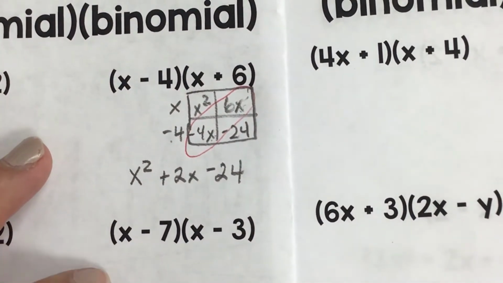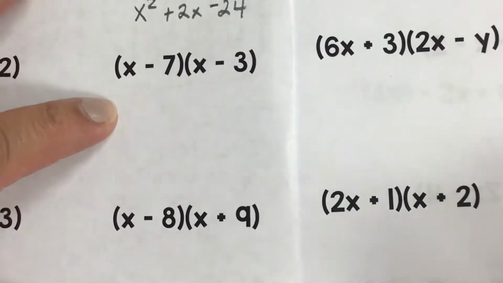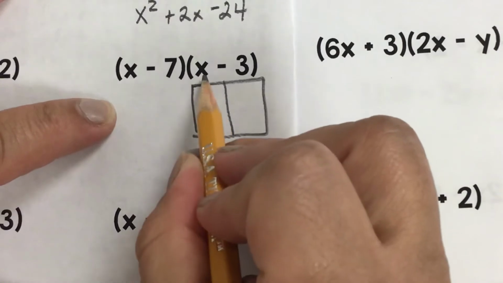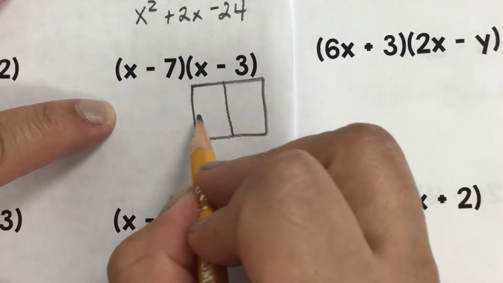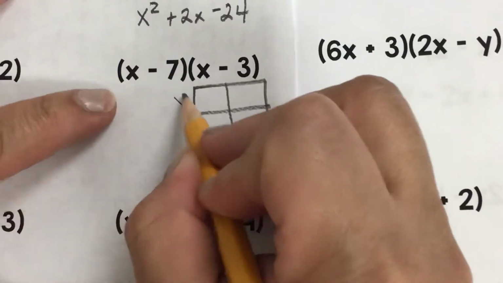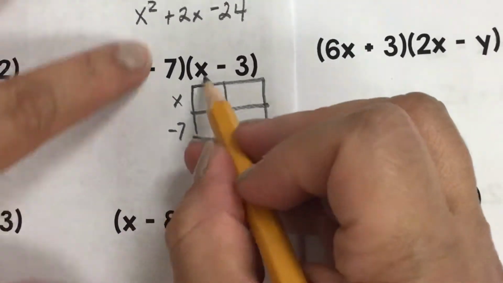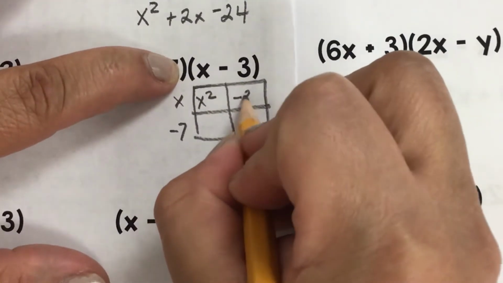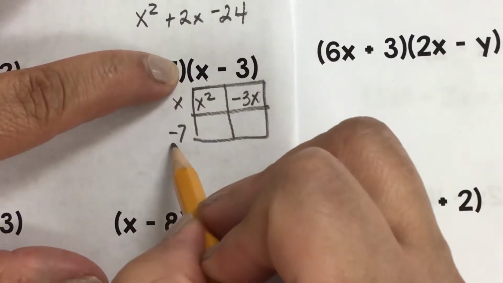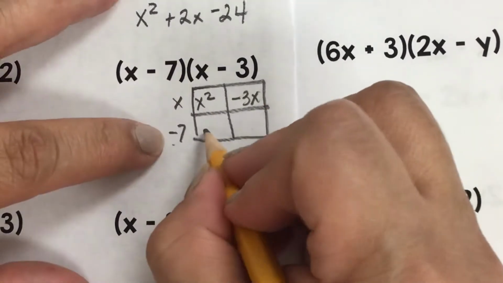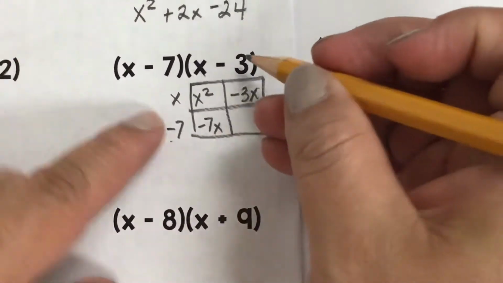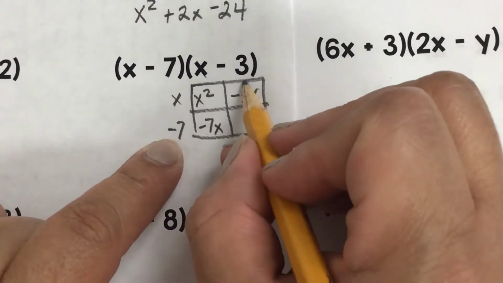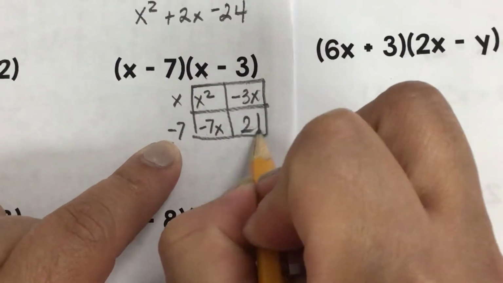Let's try it one more time. Let's go ahead and do this one. So what I have the students do is make a box. You separate for the first term and the second term, and then you separate it again for the first term and the second term. X times x is x squared. Negative 3 times x is negative 3x. X times negative 7, I want to make sure that you understand we are multiplying to get inside the box. And then I have negative 7 times a negative 3, which gives me a positive 21.